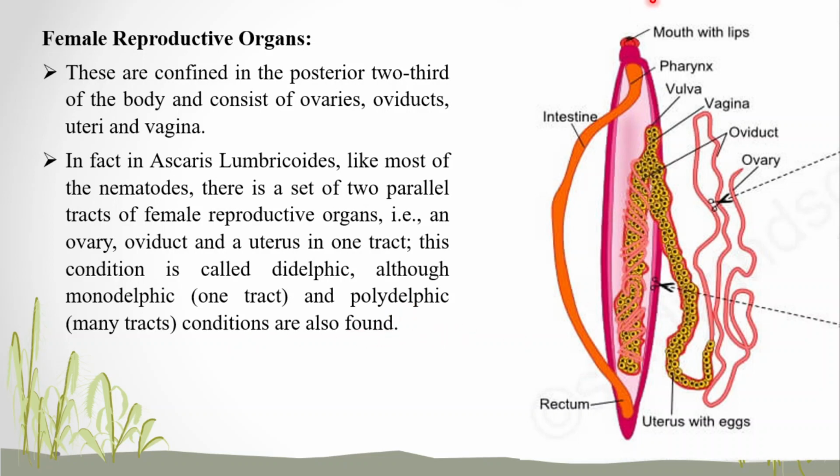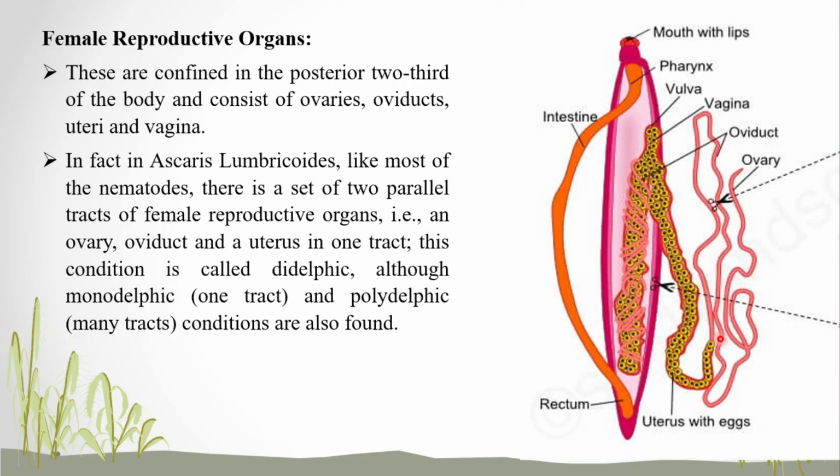So this is the diagram in which the female reproductive system is shown. This is the complete cut open structure of female Ascaris. Now this V-shaped or A-shaped structure is the ovary. These fine thread-like coiled structures are called the ovary, which is followed distally by a again tubular thread-like structure, which is called the oviduct.